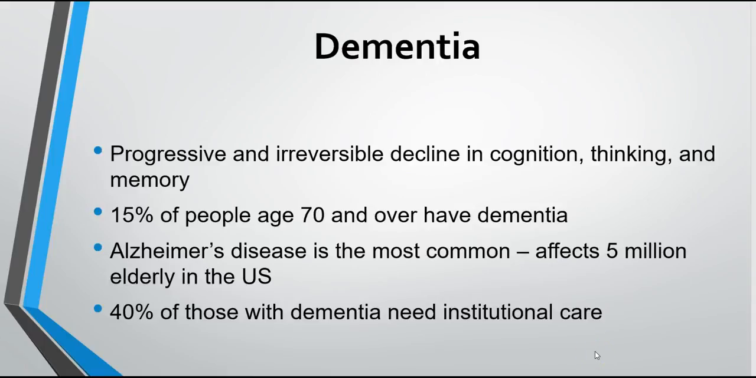Now, dementia. So it's progressive, irreversible decline in cognition, thinking, memory. 15% of people age 70 and over have dementia. Alzheimer's disease is the most common. It affects about 5 million elderly in the US, and 40% of those with dementia need institutional care.